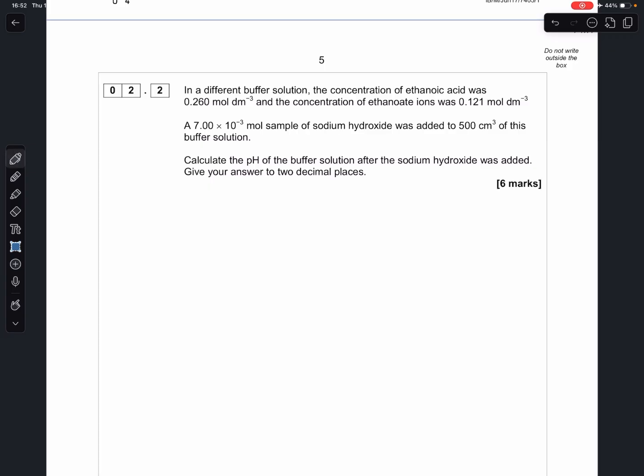So we need to look at what is actually being added to what. So we have our acidic buffer of ethanoic acid, and we are adding sodium hydroxide to it. So we have our ethanoic acid, and we are adding sodium hydroxide. This is going to make our salt. You could write it out in full, but I'm lazy, so I'm just going to write A-. And also water, salt plus water.